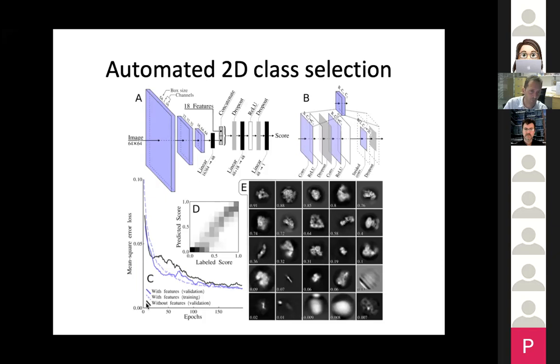We also compared whether adding these 18 features is a good thing, or whether it is not necessary and the convolutional part of the network is good enough. We saw we actually do get better mean squared errors on the loss if we use the approach with the features. So we decided to keep them along.